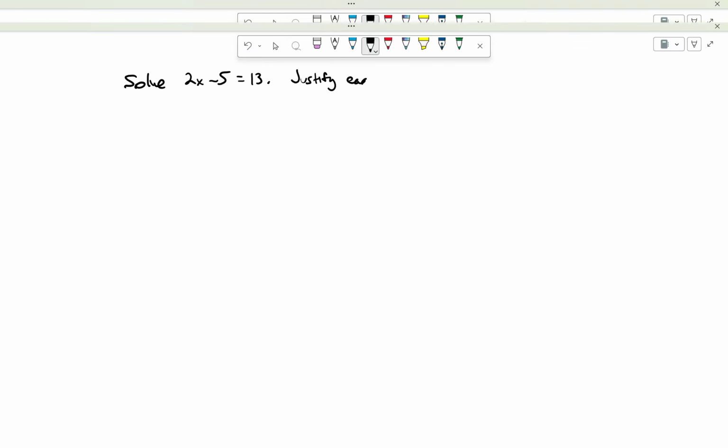So let's do our first two-column proof in this course. What we are going to do is solve the equation 2x minus 5 equals 13. You can do this. This is something that's in your wheelhouse from Algebra 1. And what we're going to do here is justify each step. So we're going to create our two columns as we go through here. The left side, as we know, is the statements, and the right side is the reasons.